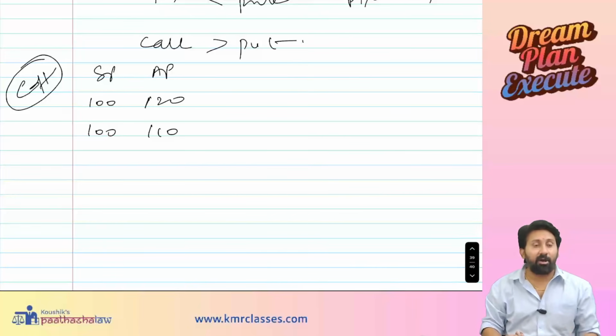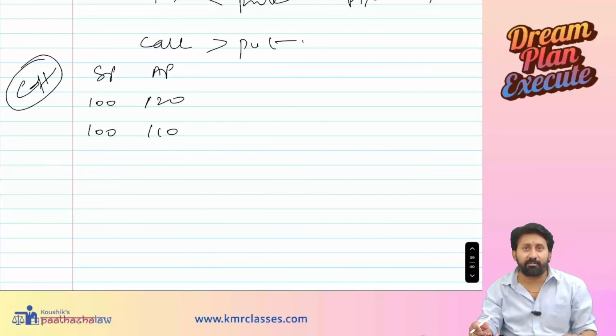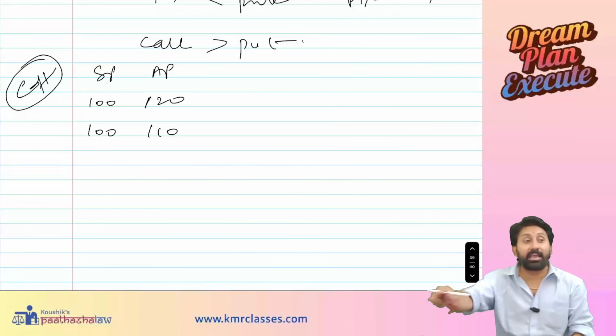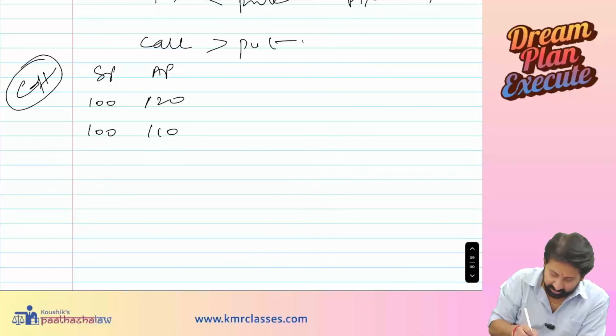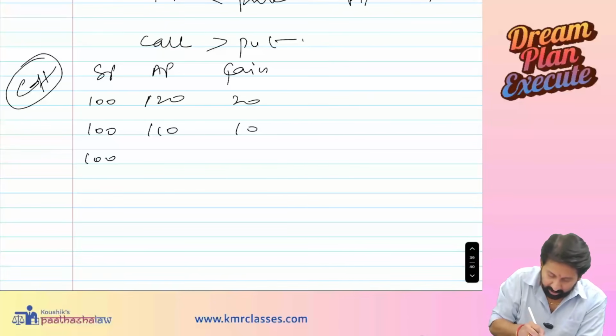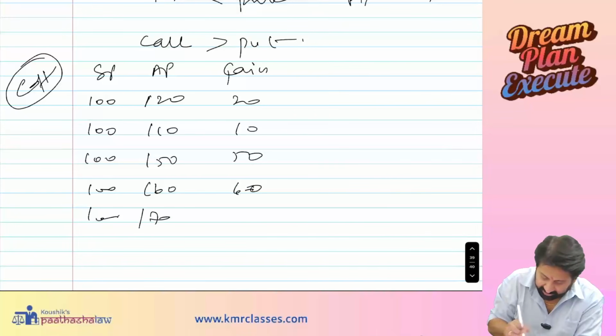A speculative options trader will buy at SP, sell at AP. Means the market share is traded at 120, I have an option to buy only at 100 from the writer. The writer will sell to me at 100. I will buy at 100 and immediately sell in the market at 120. I will make a gain of 20. Next, 110, I will make a gain of 10. SP is 100 everywhere. At 150, 50 gain. At 160, 60 gain. At 170, 70 gain.